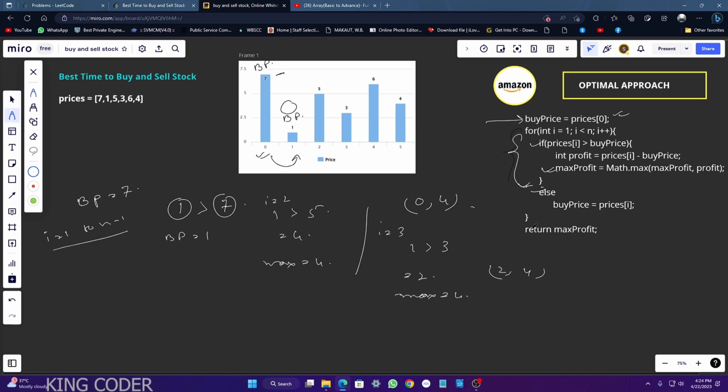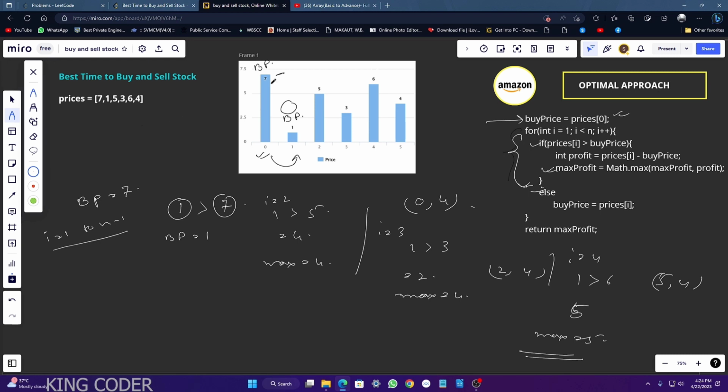Now again the for loop will increase and it will become i equals 4. For i equals 4, we get a profit with this one. This is 6, so the profit will be 6 minus 1, which is 5. And it will check which is greater, 5 or 4. It will say 5. So max will be 5. And after this there is no next element, so it will return max, which is 5. So this is how the optimal approach works.